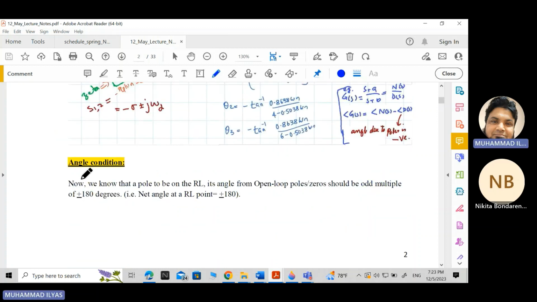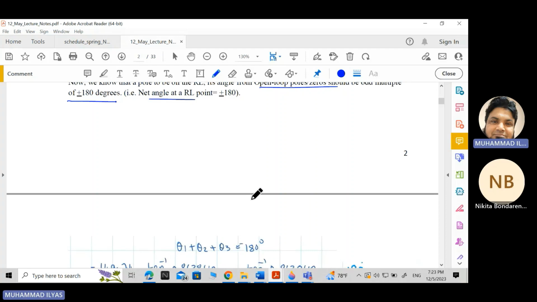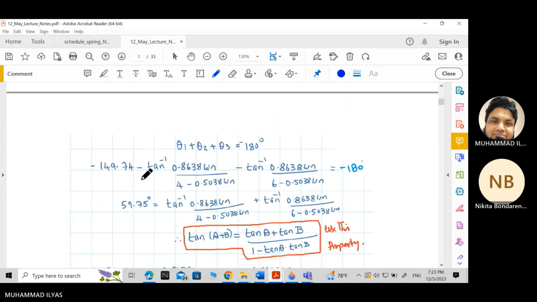We use the angle condition. If a point is on the root locus, its angle from the open loop poles and zeros should be an odd multiple of plus minus 180 degrees. So if we add all these angles, it should be equal to plus minus 180 degrees. From this equation, our aim is to calculate omega n, the unknown variable.